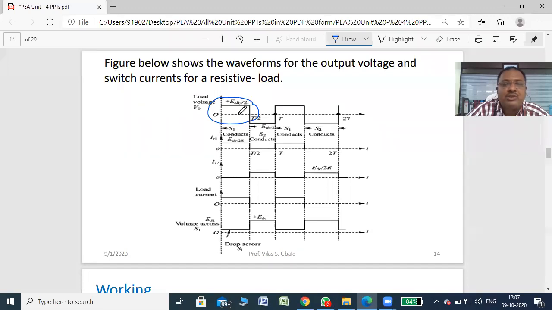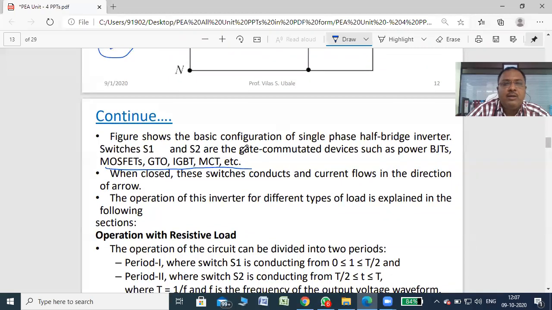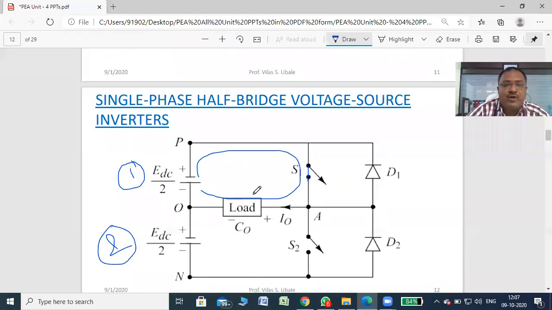That is plus Edc by 2, right? When S1 is on, S1 conducts, it means that you will get the first positive half cycle. See here, the current flows, the direction of current like this. At that time O is positive with respect to A, which is negative. O and A are both the notations shown here.